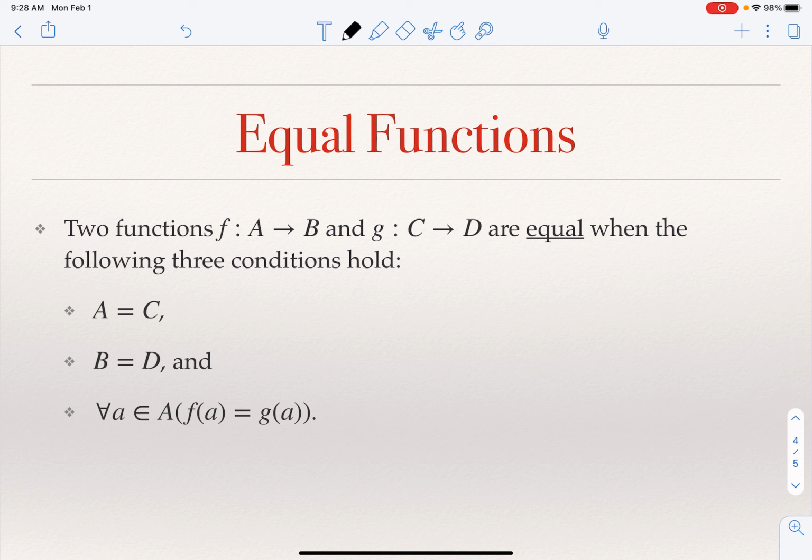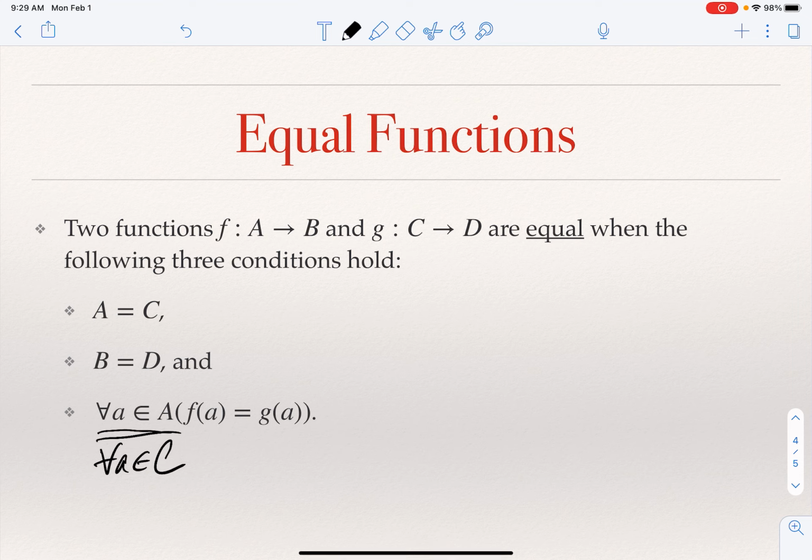What does it mean for two functions to be equal? Two functions are equal if they have exactly the same domain, exactly the same codomain, and they both map the same element to the same element in their codomain. Okay? So if we have f from A to B, g from C to D, A has to be the same as C, B has to be the same as D, and for every element in A, or in C, because remember that A equals C, f of a equals g of a. Notice that this "for all elements a in A", I could also have written "for every element a in C", because C and A are equal.